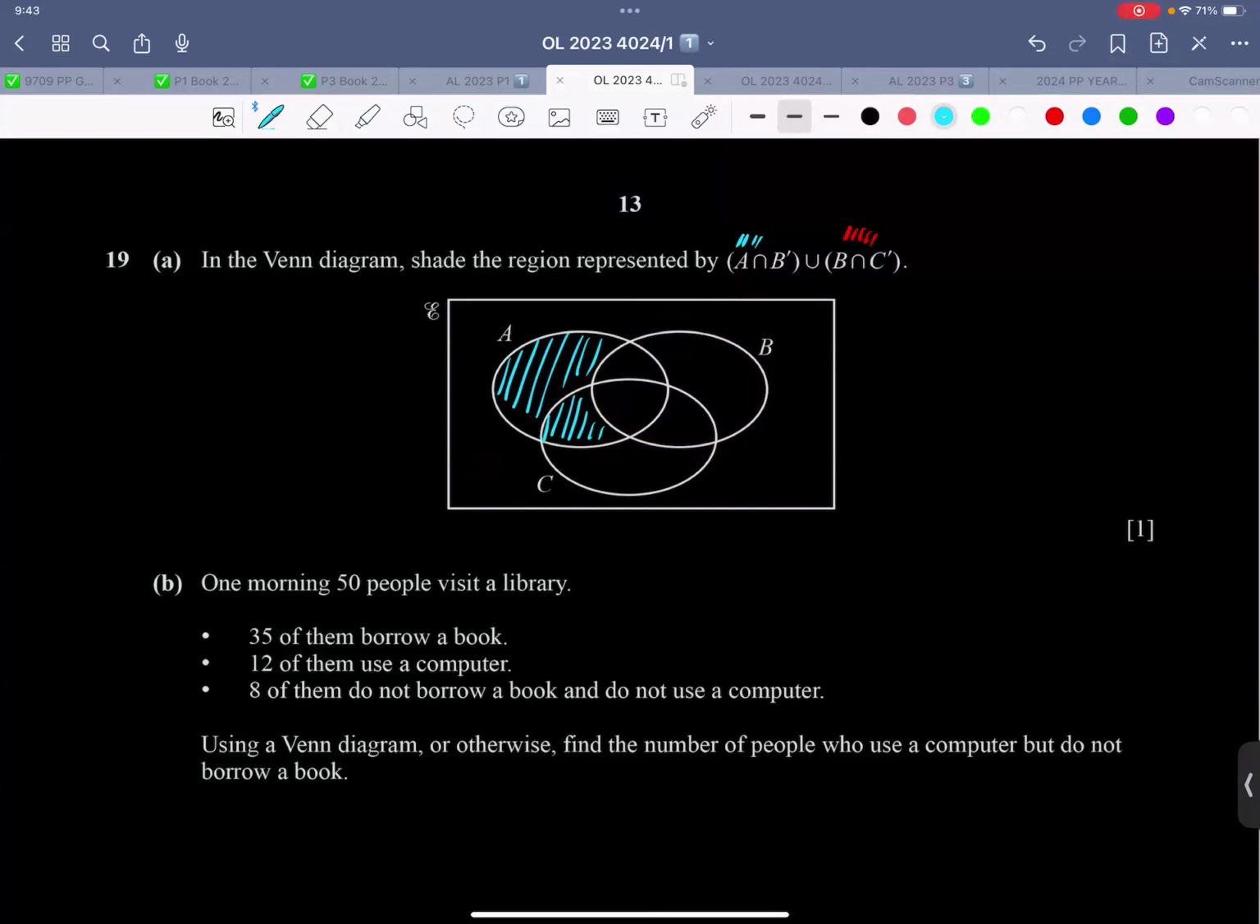Similarly, B intersection C complement. This whole thing is C. And this, and this, and this, and this is C complement, but intersecting with B. So this and this. So therefore, the dark red, that is this and this. That's the shading that's done. Since there is a union over here, therefore take all without repetition. There is no repetition. We are taking it all. So that's the final answer for 1 mark.